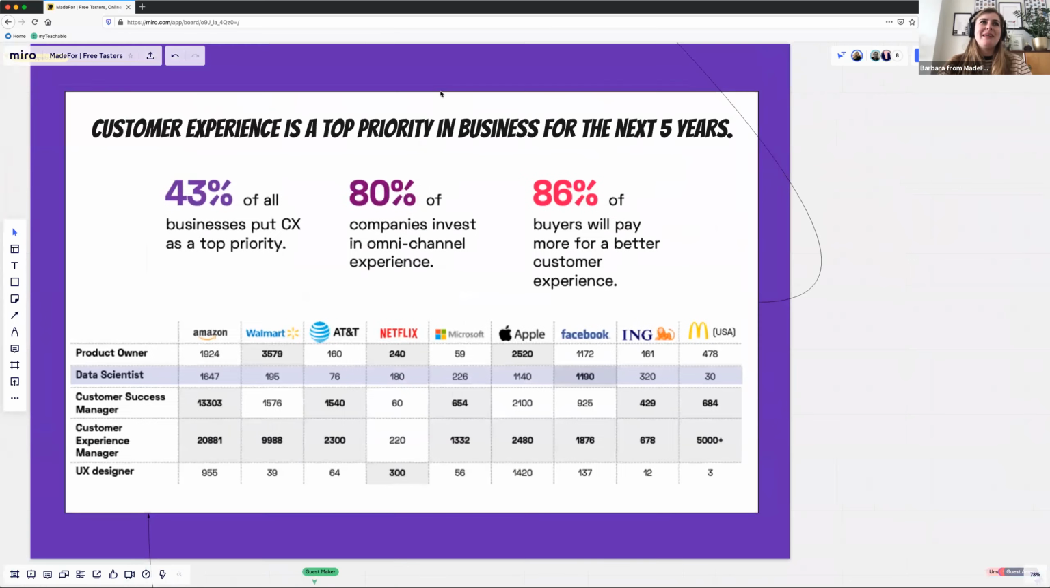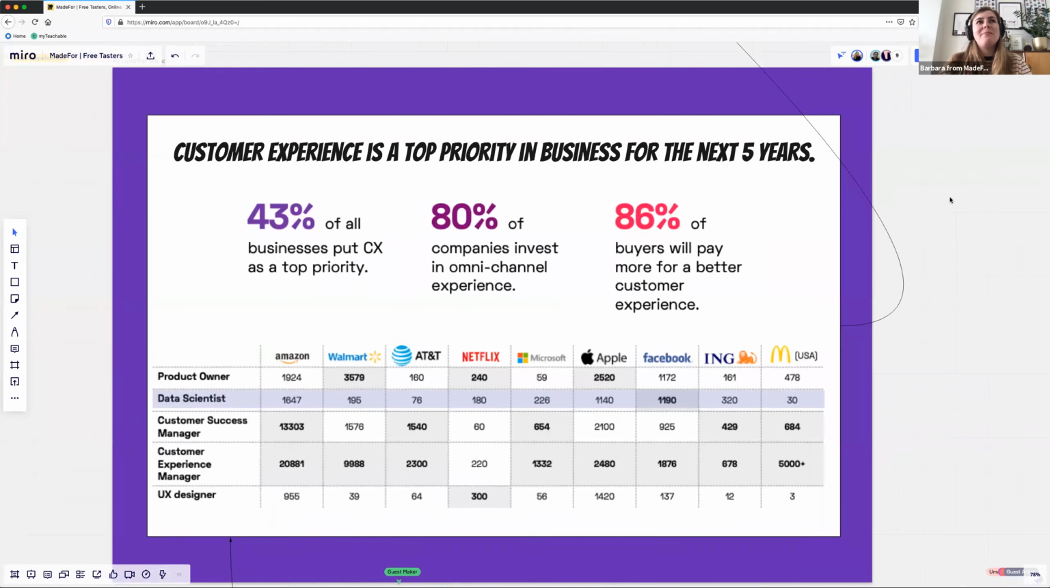I already mentioned it briefly: MadeFor is a customer experience learning organization. So just to get a bit of an understanding of why we're talking about this topic today in relation to customer experience, we see that it is a top priority in business and believe that it really is for the next 5 years. However, only 43% of all businesses put CX as a top priority. So we want to see that in more and more organizations. As opposed to that, we also see that 86% of buyers will pay more for a better customer experience.